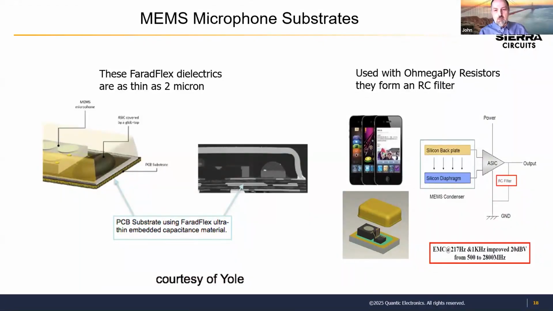Also, by getting rid of the discretes, the only things in the cavity now need to be the MEMS microphone itself, the actual silicon MEMS device, and also the ASIC. So it makes for better acoustical performance that way as well. This has been a project that's gone on for quite a while, and it's used in very high-end cell phones and other types of applications where they need a high-performance microphone.